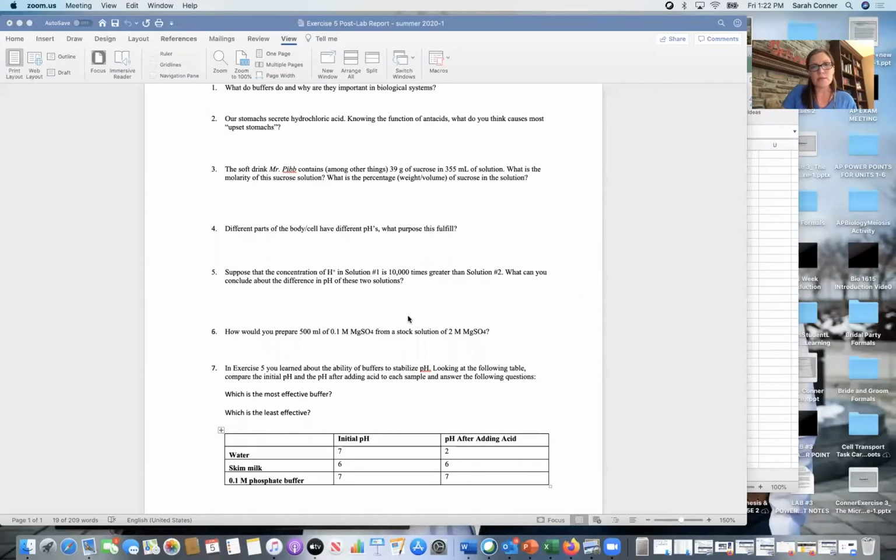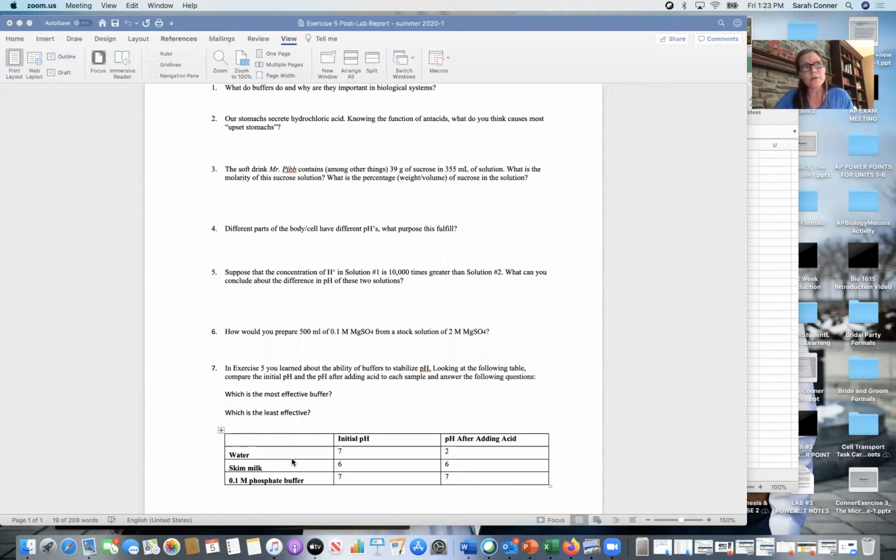So here is your post lab. The two questions that I'm going to basically go over are 3 and 6. Before I do that, however, I want to go over the bottom question. It asks you what the most effective buffer is and what the least effective buffer is.